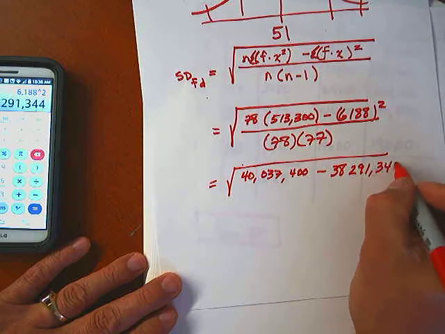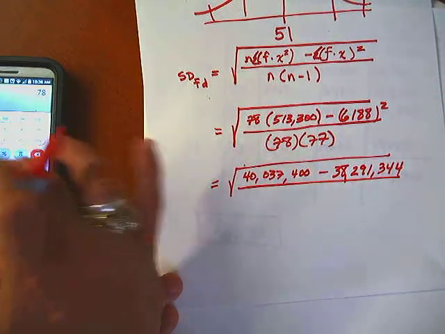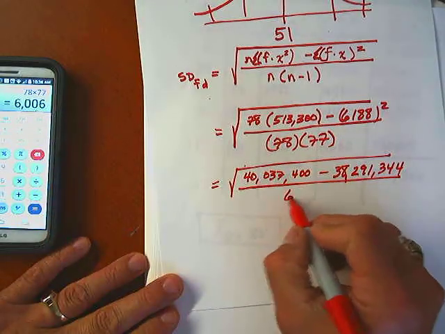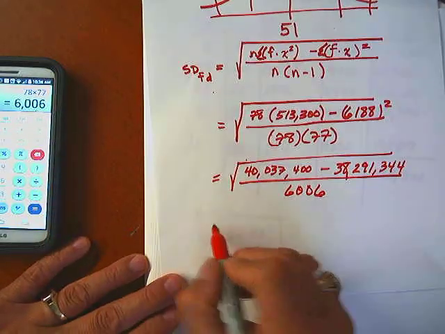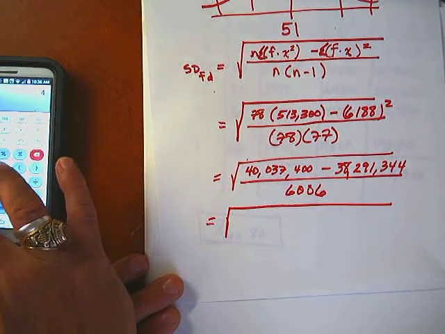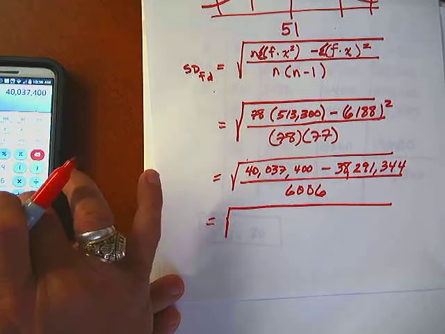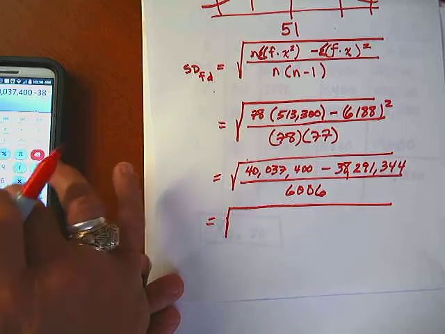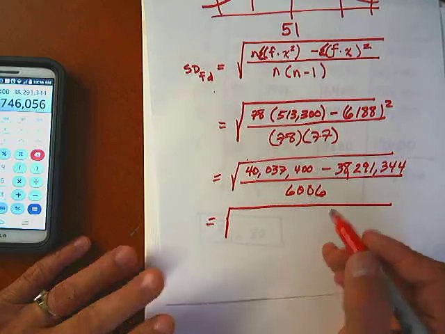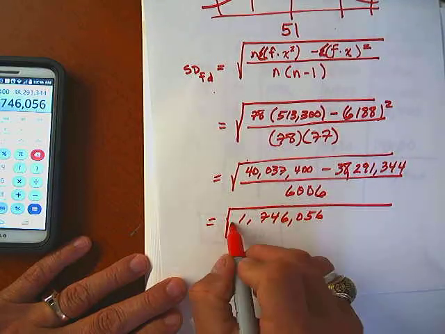over 78 times 77. And those are some big numbers, but you want this one to be bigger than this one, because you can't take the square root of a negative. And that's going to be times 78, and that's a big number. So 40,400,000 minus 6188 quantity squared.